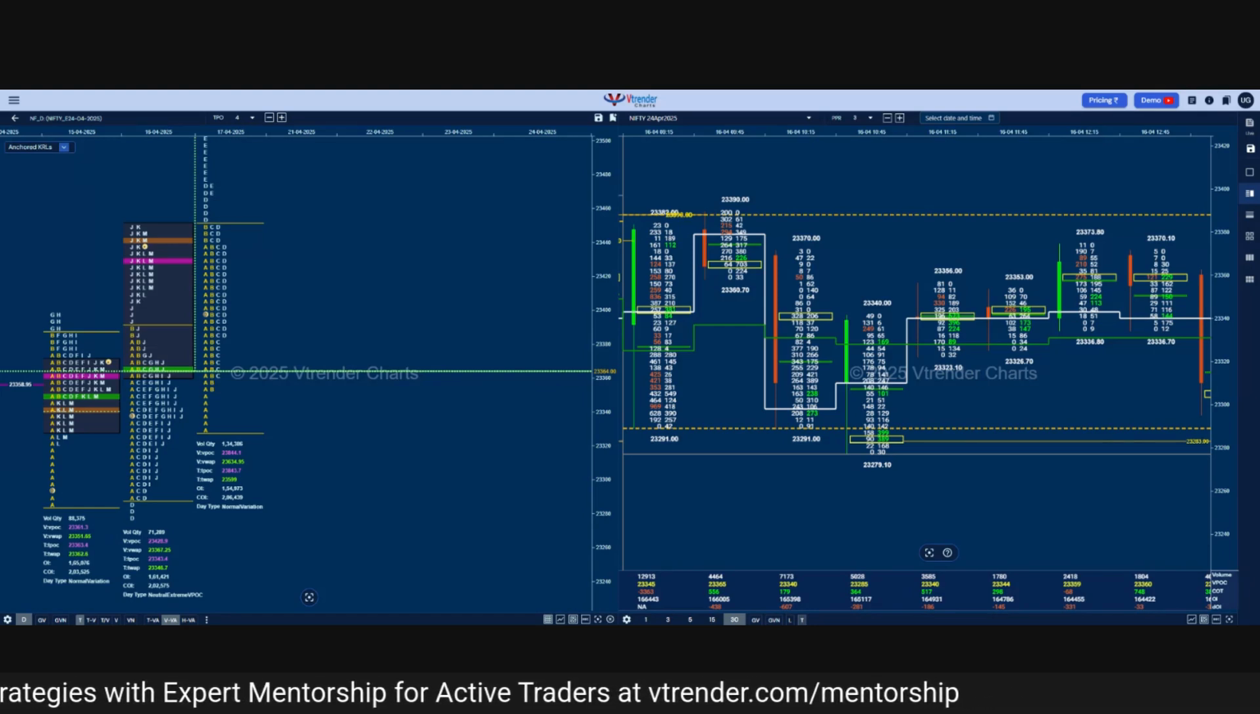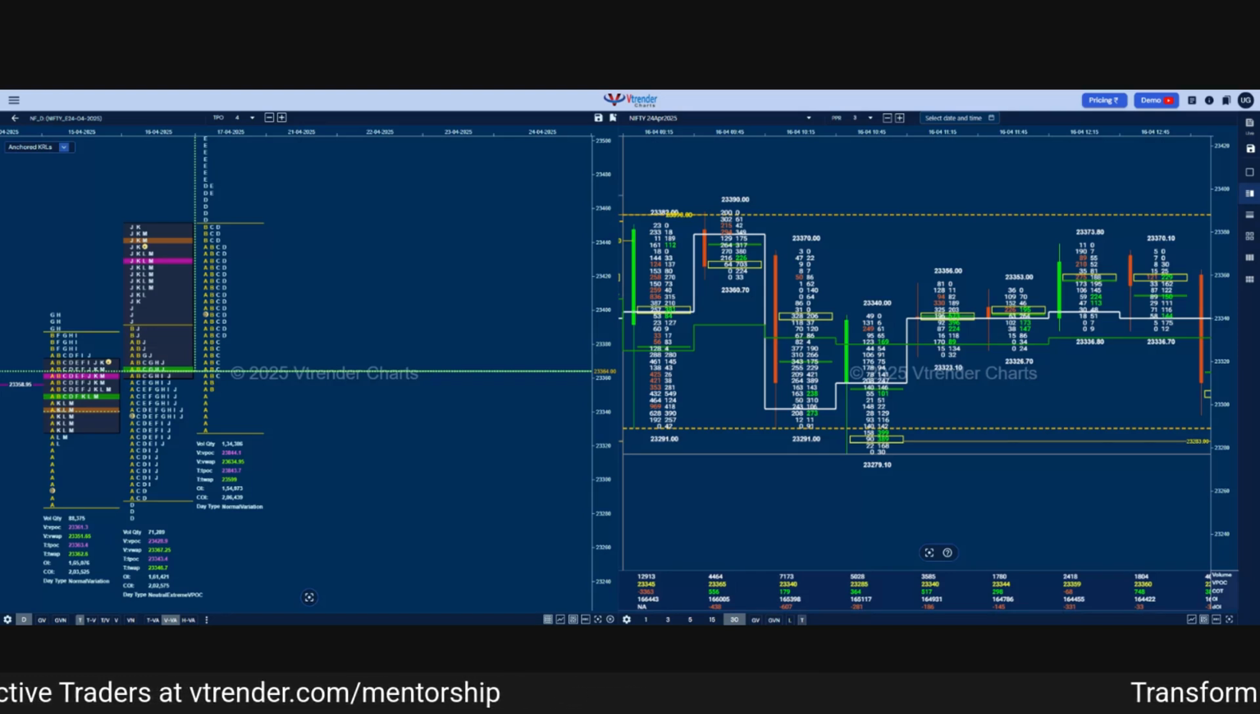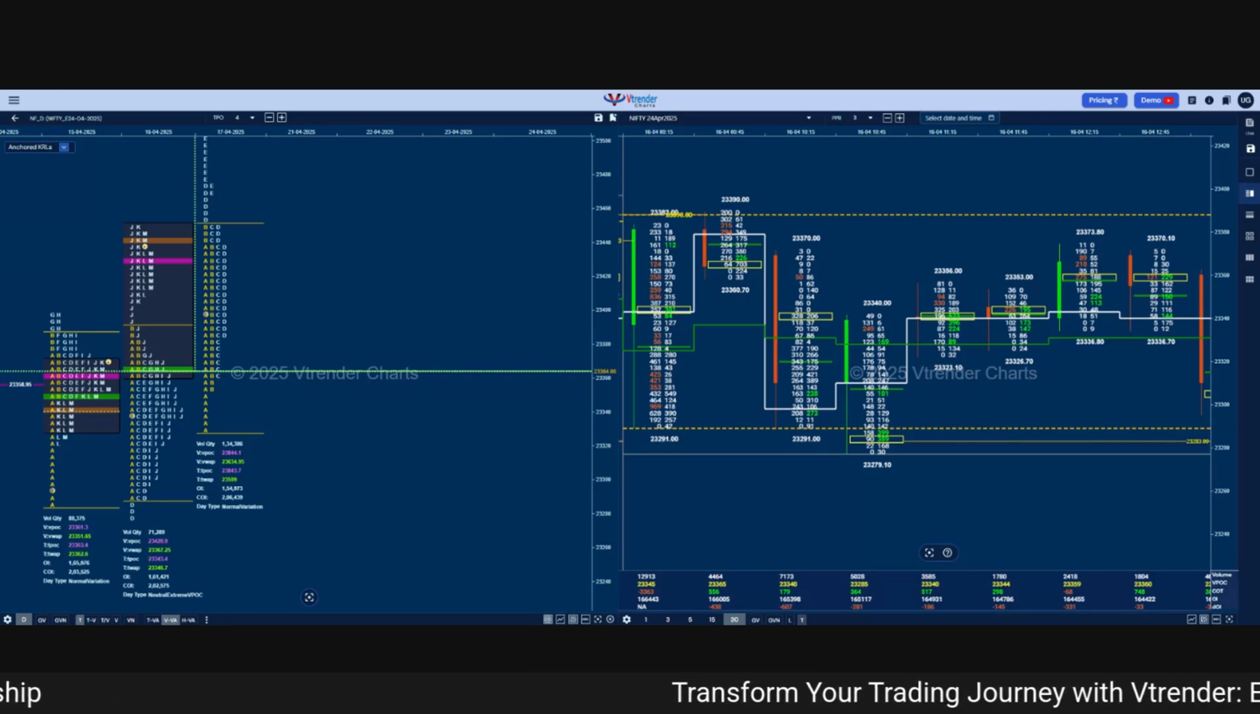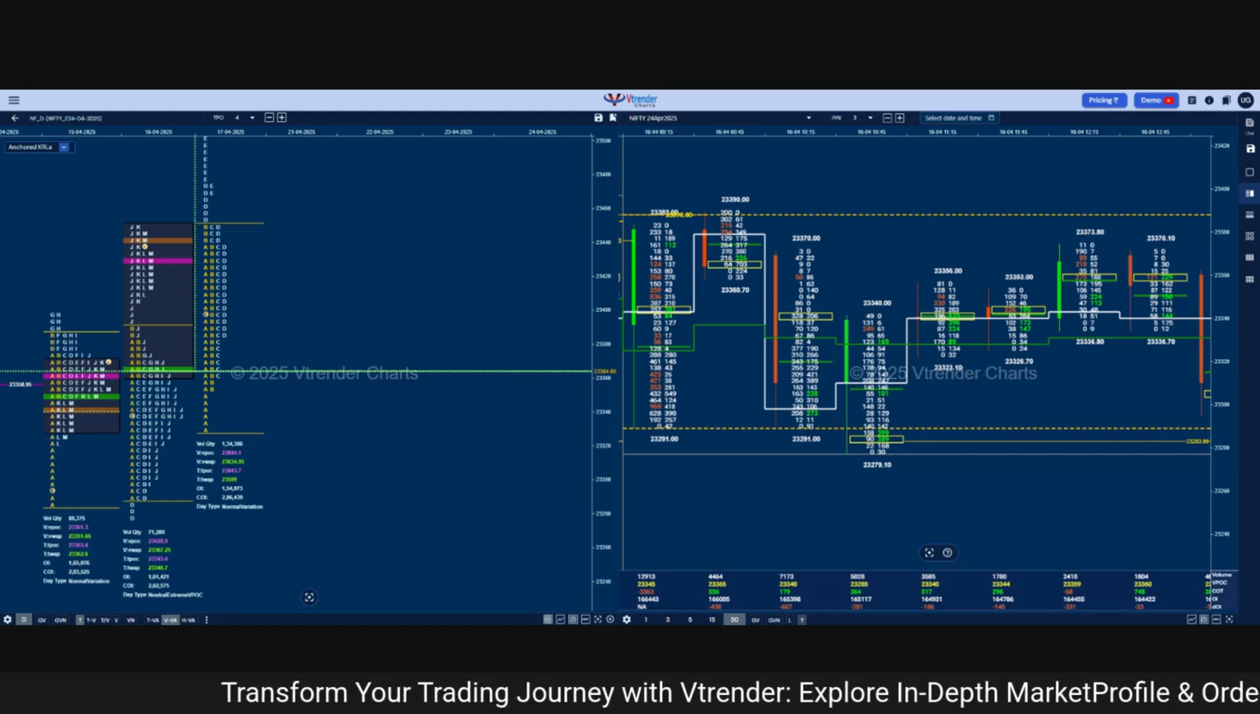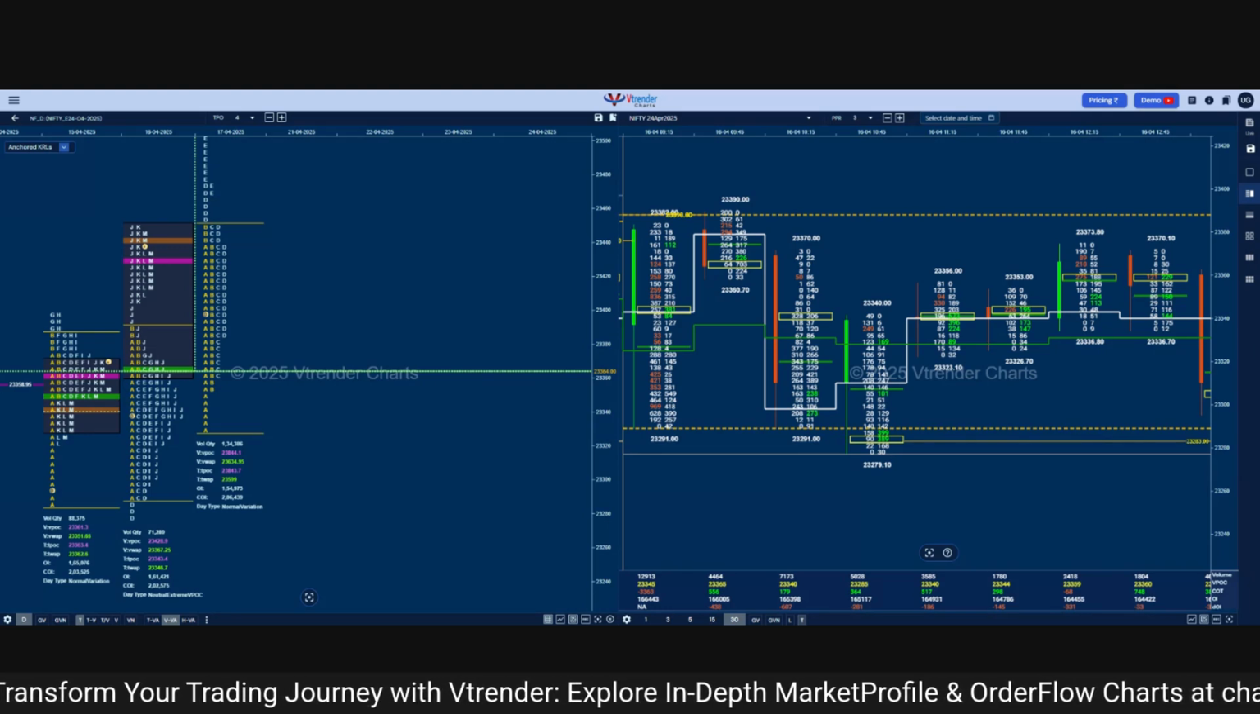We hit the 180R and the 280R targets. So that was a thing of the past, almost a month old. But we got another failed auction in the April series last week, and this was on 16th. So we have the profile chart on the left and the 30-minute order flow on the right.